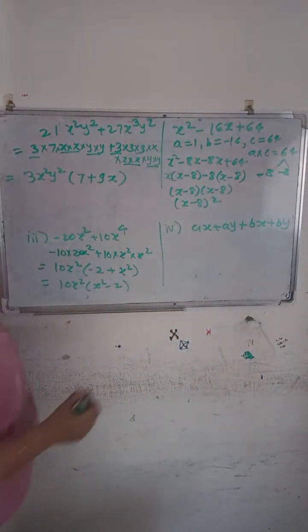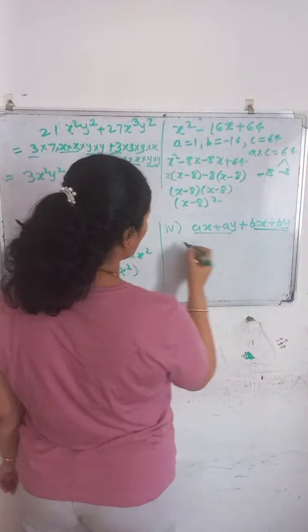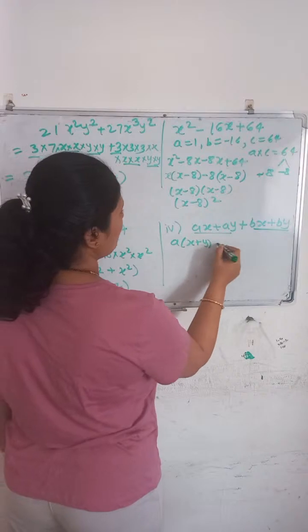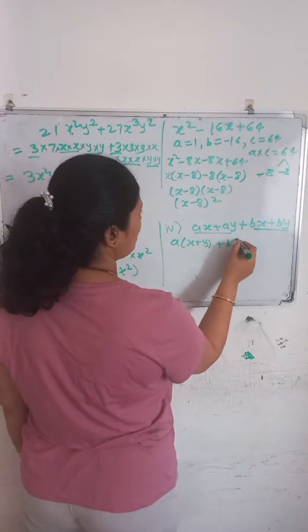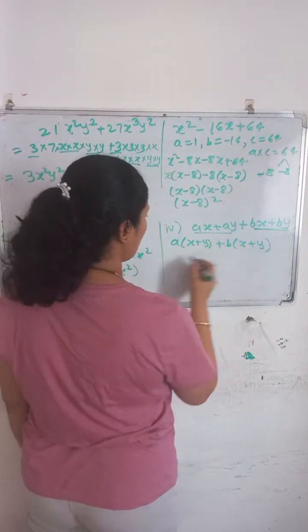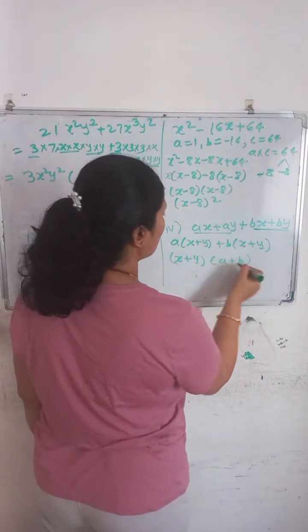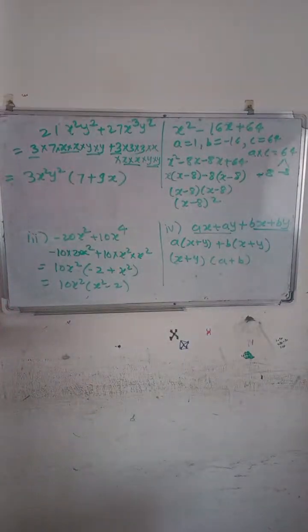Understood? Now this you can solve by the regrouping method. You can take a common, so you get x plus y. And here you can take b common, so you get x plus y. So here you can write (x plus y) and here (a plus b). That's it. Okay, so these are the answers. Copy this much. I hope you are getting it. If you are not getting it, just type a message over there.